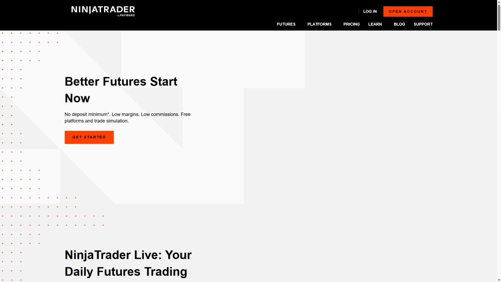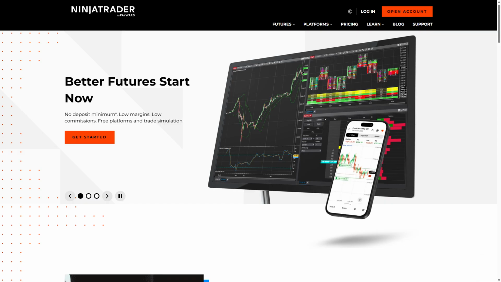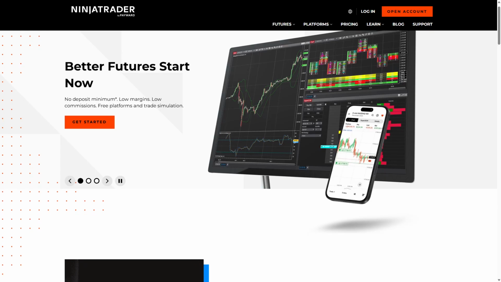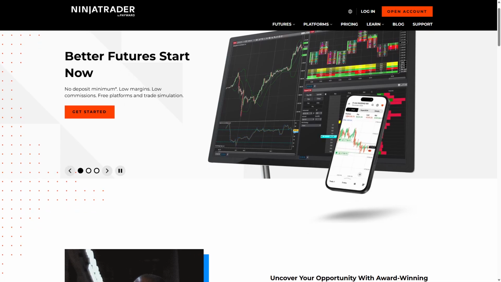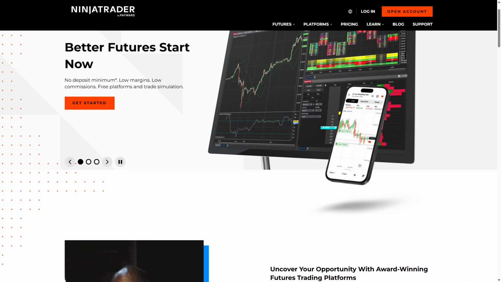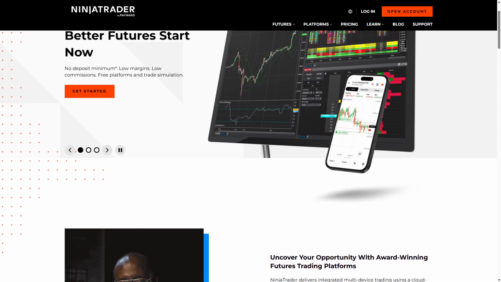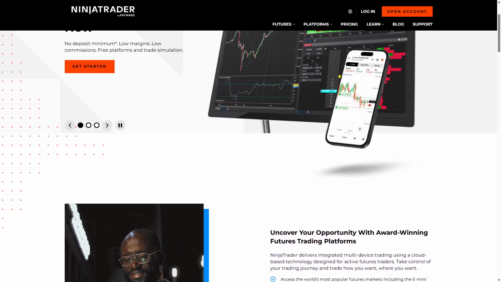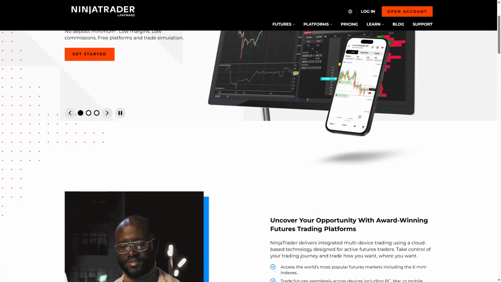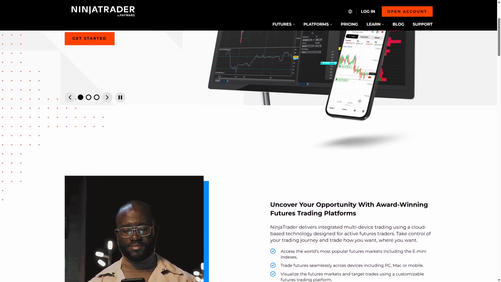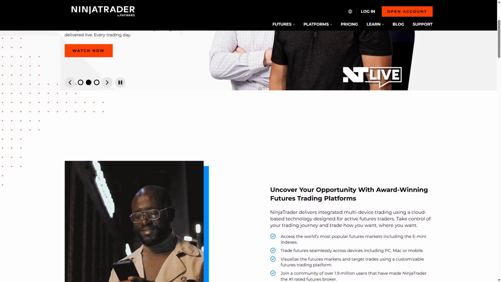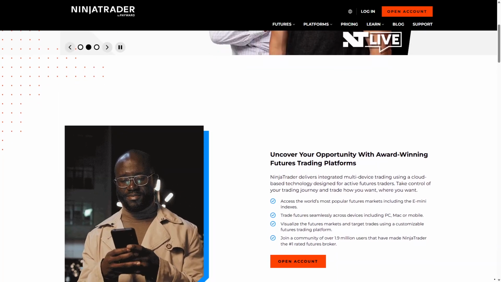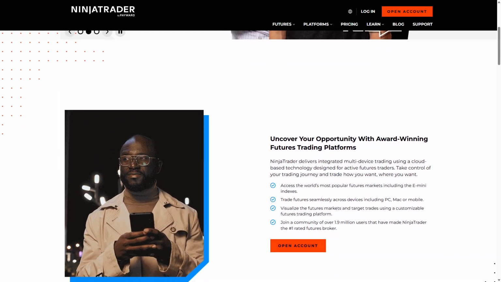NinjaTrader is a comprehensive futures trading platform known for its powerful charting, strategy automation, and extensive customization. It supports advanced order types and algorithmic trading, allowing users to build, backtest, and deploy automated strategies. NinjaTrader's interface is highly flexible, appealing to traders who want both manual and automated control. Its strengths include an extensive ecosystem of third-party apps and data feeds, plus a strong community for support and development.